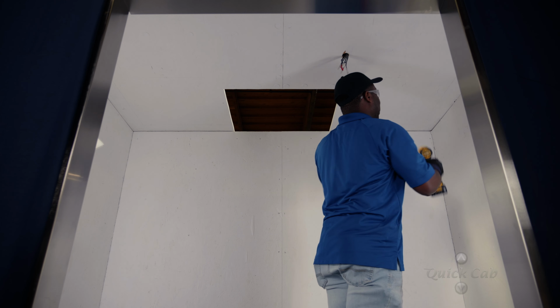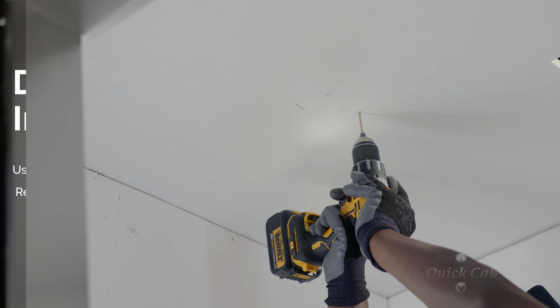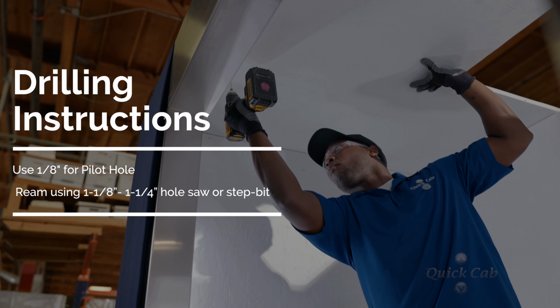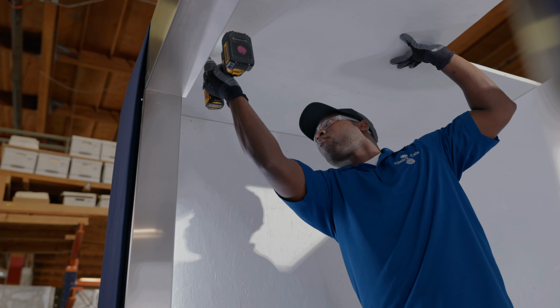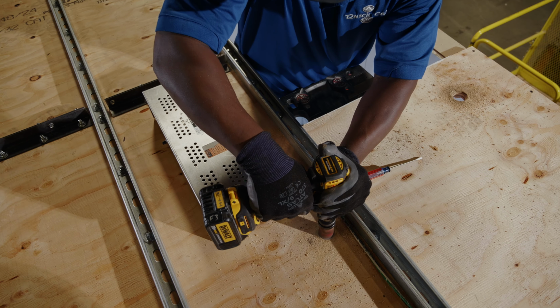Step 9. Drilling the dome. From inside the cab, drill up through the dome using a 1/8 drill bit. Once every pilot hole has been drilled, use a hole saw to enlarge the 1/8 holes. A 1 1/8 to 1 1/4 hole saw is recommended.